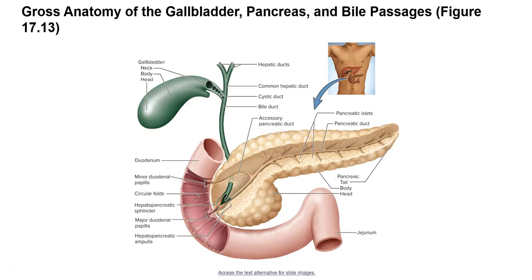So gallstones are collections of these bile salts that have concentrated. They form these little stones, and if they accumulate in the gallbladder, they can end up blocking this cystic duct or this bile duct, and that can lead to some severe pain because the gallbladder will start to contract very forcefully to try to push those gallstones out, and it can cause some really, really severe pain.